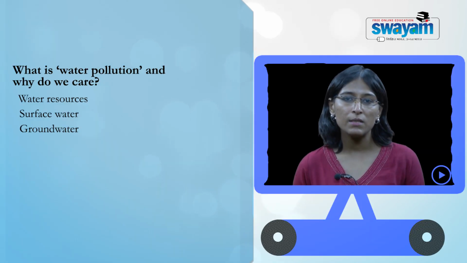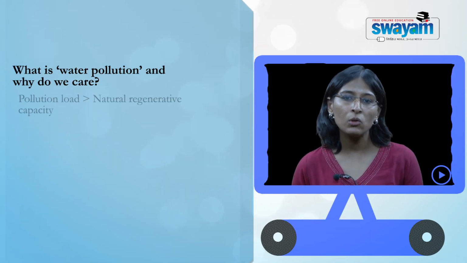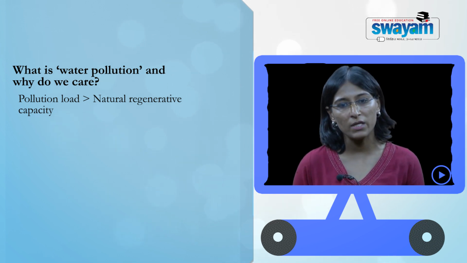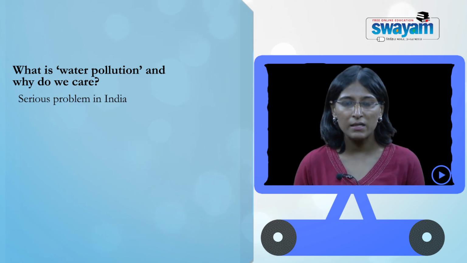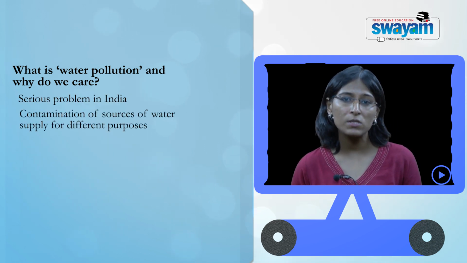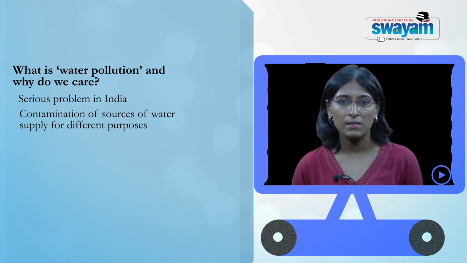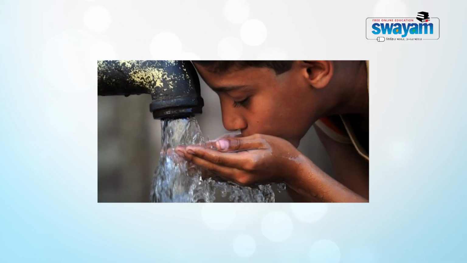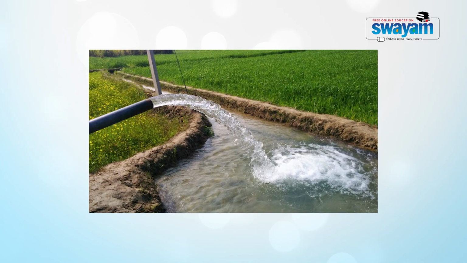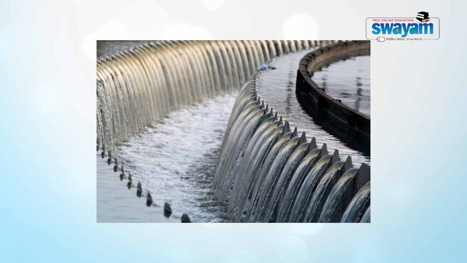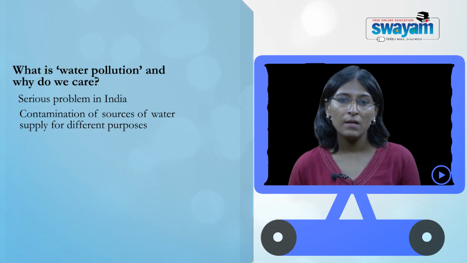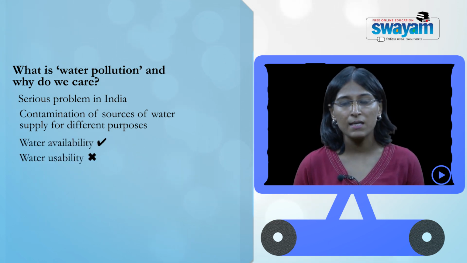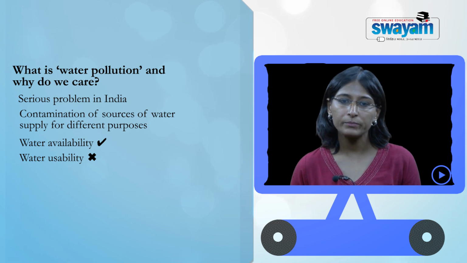Now, water pollution is said to have taken place when the pollution load in a water body exceeds the natural regenerative capacity of the water body. This is a very serious problem in India because of the contamination of sources of water supply for different purposes. This is because we use surface water as well as groundwater to meet our drinking water needs, irrigation needs, industrial needs, etc. What happens as a result of water pollution is that although water may be available for use, its usability is affected, and that presents a major problem.